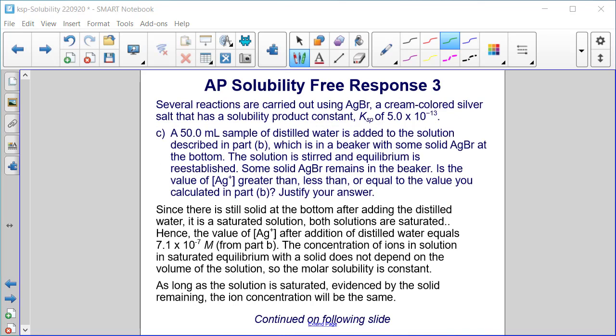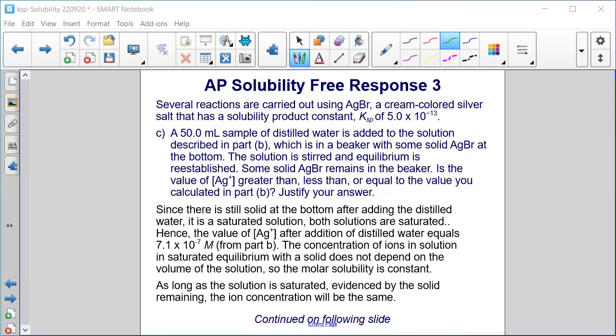C. A 50 milliliter sample of distilled water is added to the solution described in part B. So to that saturated solution, we add 50 milliliters of water. It's in a beaker with some solid silver bromide at the bottom. The solution is stirred and equilibrium is reestablished. Some solid silver bromide remains in the beaker. Is the value of silver ion greater than, less than, or equal to the value you calculated in part B?